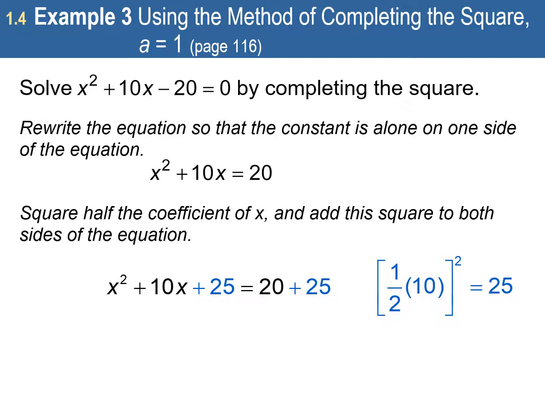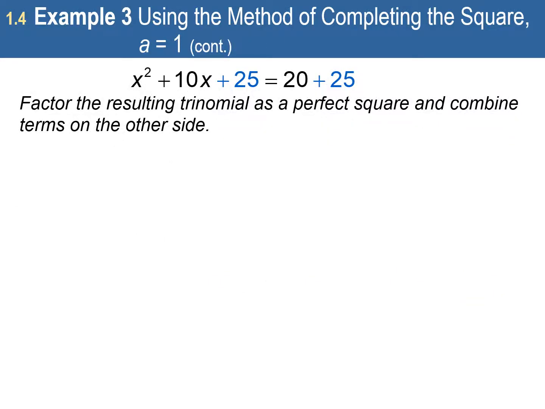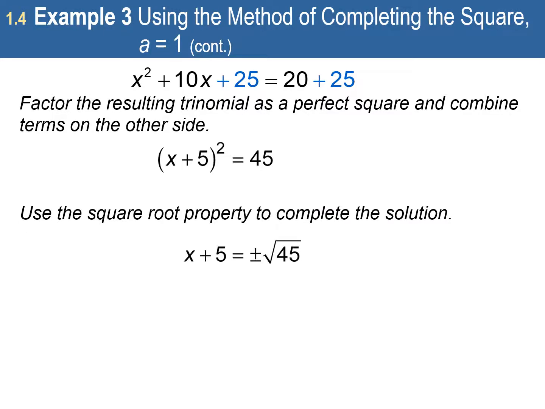Now the left side is a perfect square trinomial. So the left side becomes (x plus 5) squared. And then when I add 20 and 25, I get 45. Now I can use the square root property so that I get x plus 5 is equal to plus or minus the square root of 45.